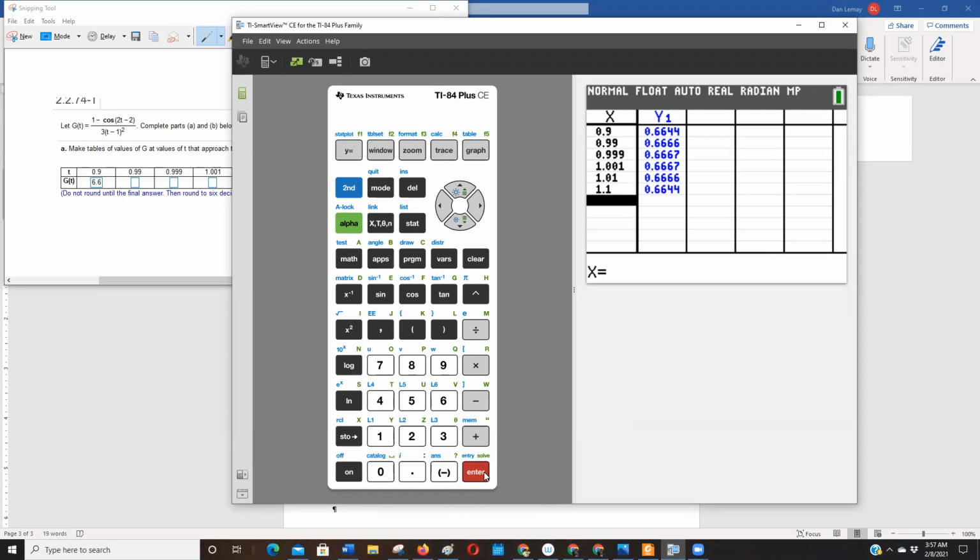Okay, so that's what it was looking for, to estimate it numerically, which is a great skill to be able to do, estimate things numerically. So you do that by the table. You want to set up your table with the second window, and then to view your table, do second table, and then that'll do it for you. Okay.